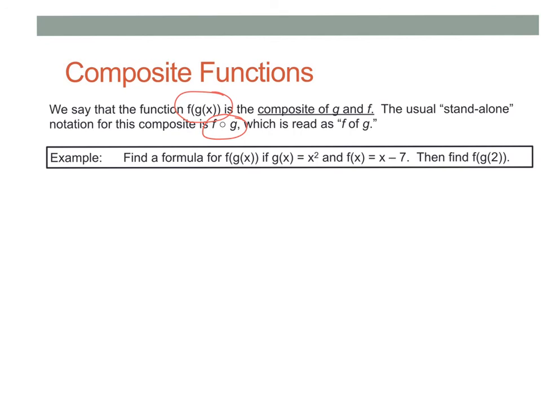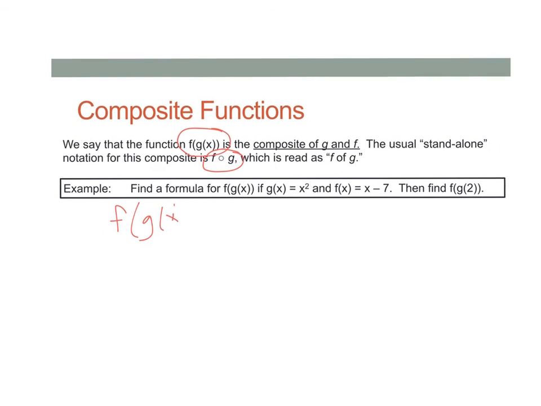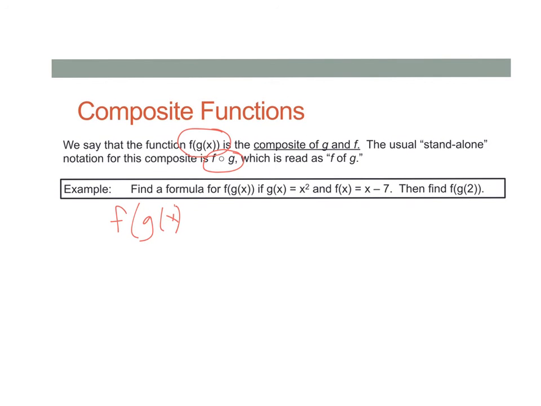So here's one, and I'll do some more on the board afterwards. F of g of x, if g of x equals x squared and f of x equals x minus 7, find f of g of 2. Okay, so f of g of x. g of x is just x squared, right? Does everyone agree with me on that? It says g of x equals x squared. So all this means is f of x squared.